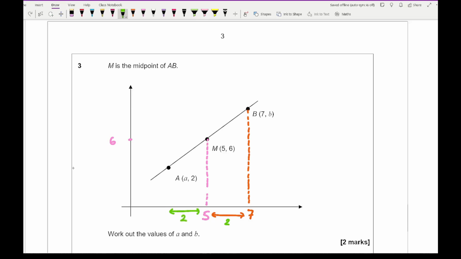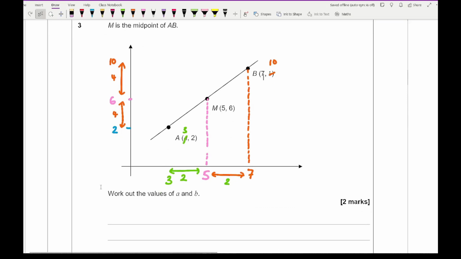So 5 take away 2 gives me 3. So A equals 3. And then to work out B, well, the y ordinate of A is 2. So that means that the distance between these two is going to be 4. So then if I add 4 to 6, that gives me 10. So then B equals 10. So A equals 3 and B equals 10.